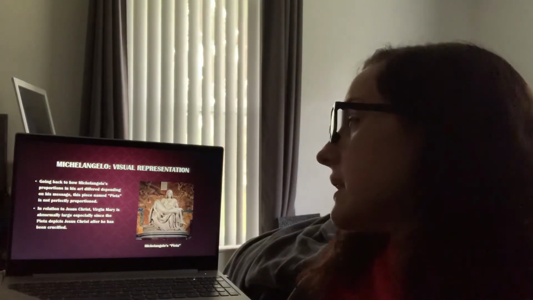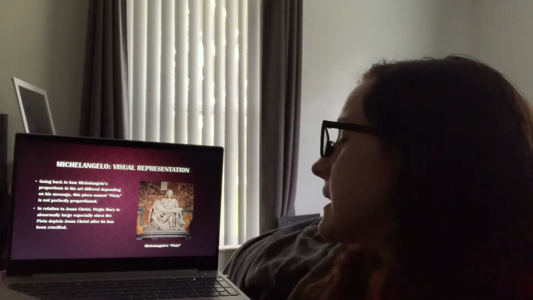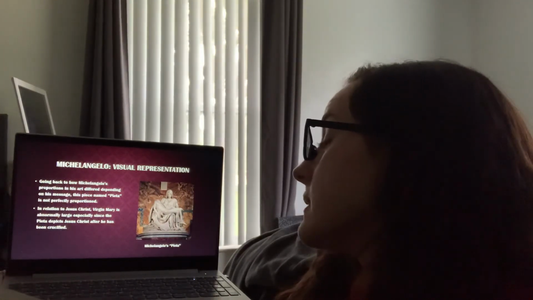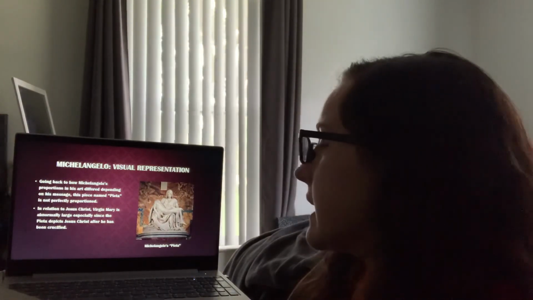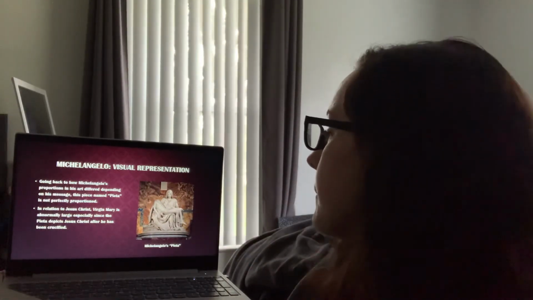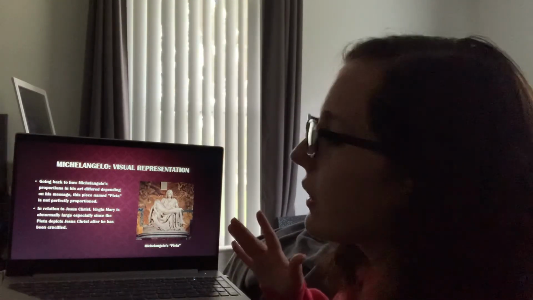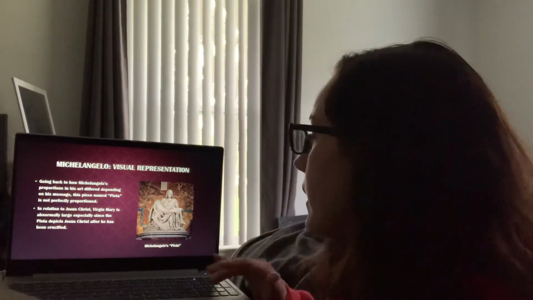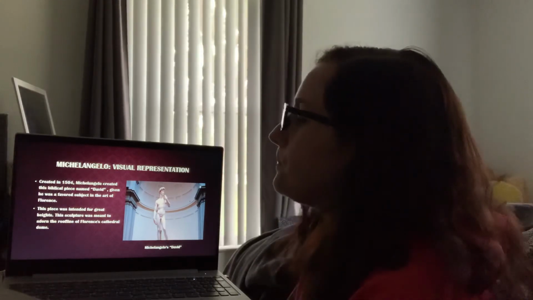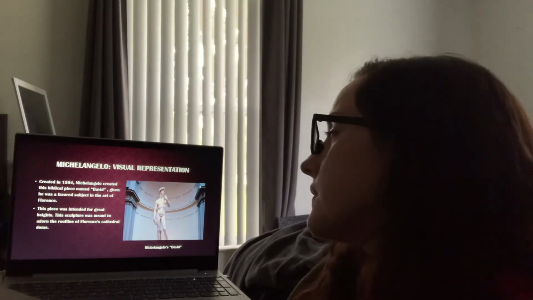It says, going back to how Michelangelo's proportions of his art differed depending on his message, this piece named Pieta is not perfectly proportioned. It says, in relation to Jesus Christ, Virgin Mary is abnormally large, especially since the Pieta depicts Jesus Christ after he had been crucified. And as you can see, if you watch this on YouTube, you can get a better look. She is extremely large compared to Jesus Christ himself, when normally one would think that he would have been bigger than Virgin Mary.